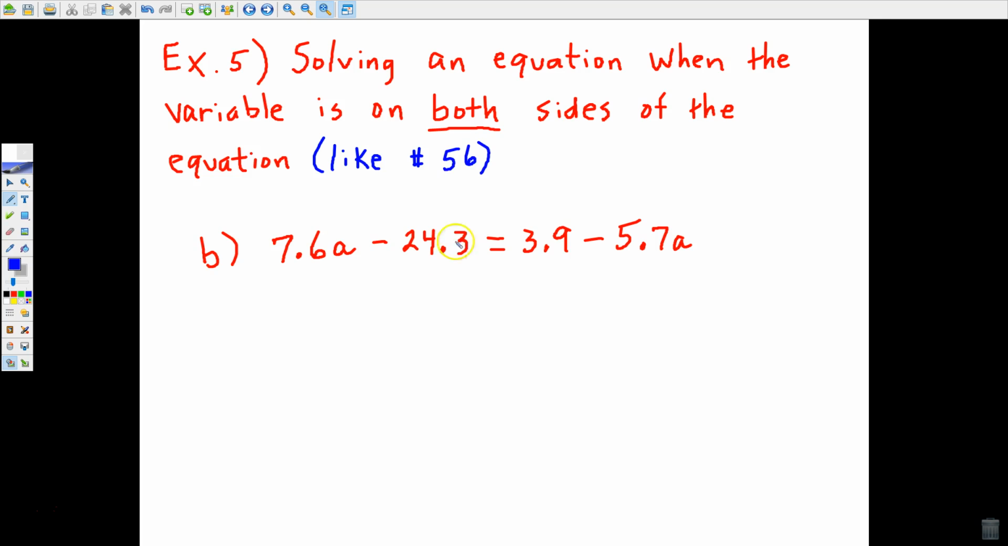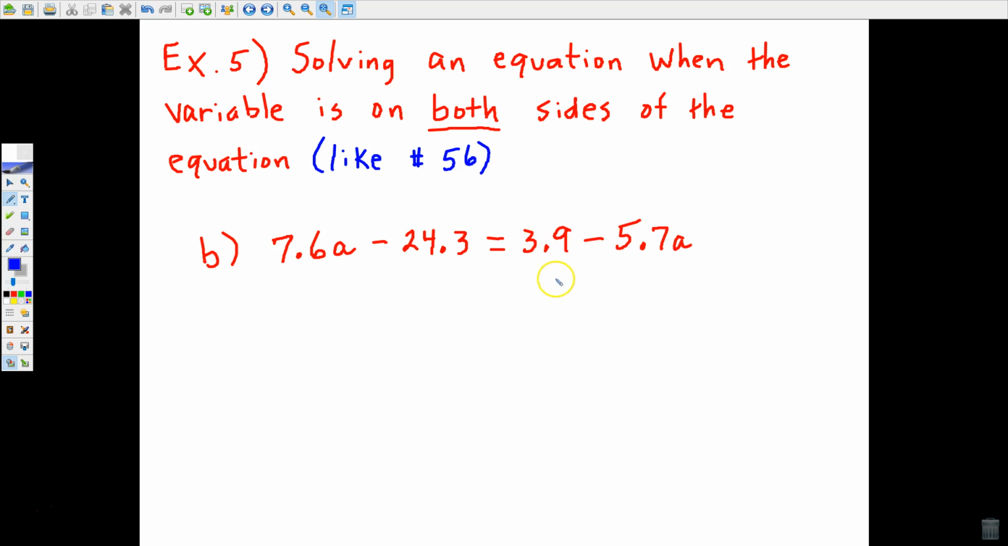Okay, and this one is a lot like your number 56. You might want to use a calculator for this. I would not put one of these like this on your first test because you won't be able to use a calculator on your first test. But since it was in your homework, I just thought I would go ahead and do a similar one with you. So I'm looking. I don't have any like terms on either side.